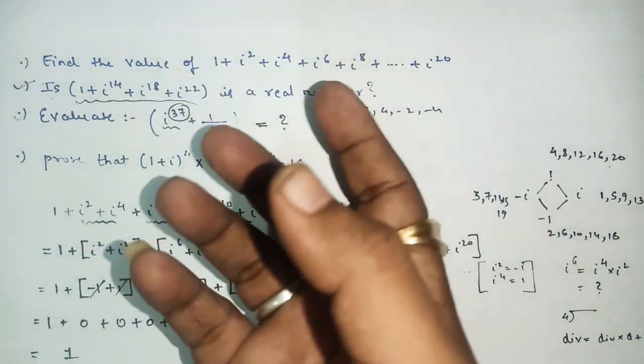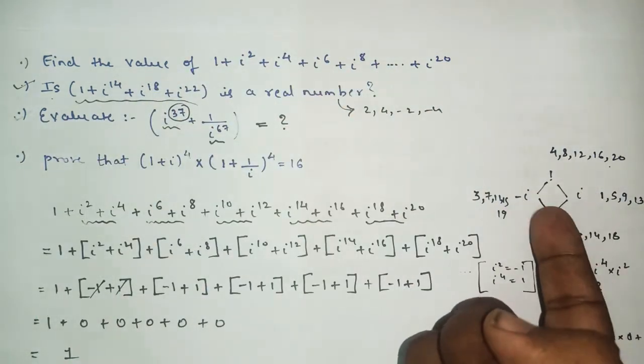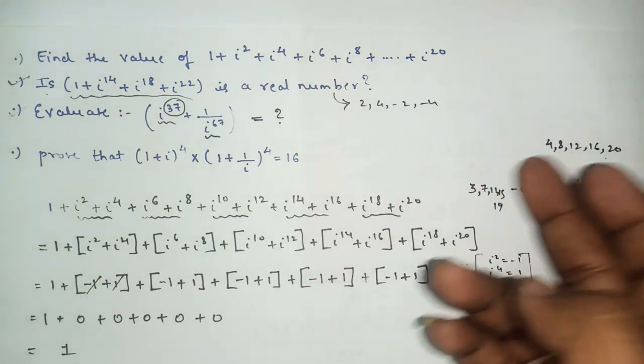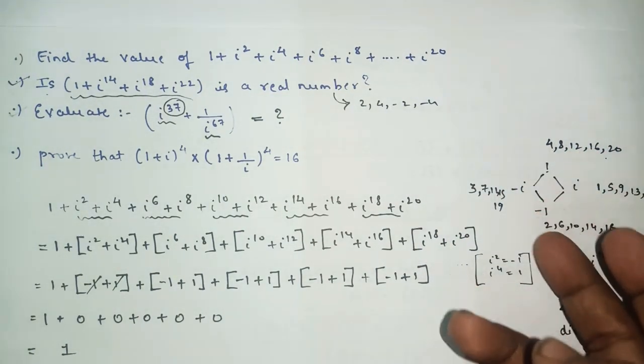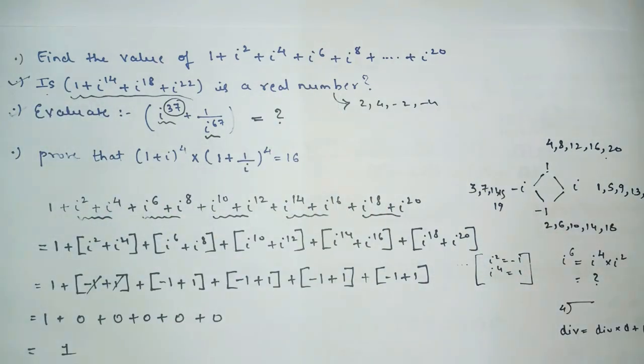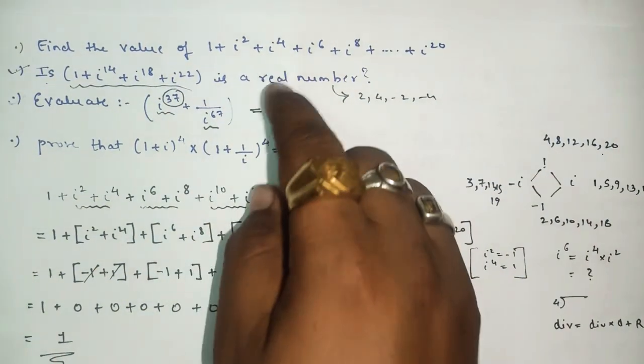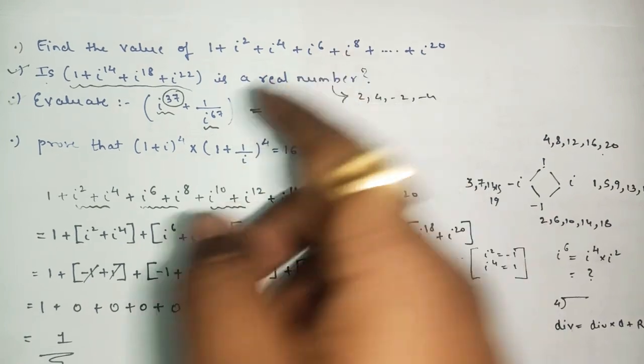As I told, whenever the values are less than 20, you stick with this shortcut method. See the power, see the position of this power, what is the answer, substitute the value, you will get the answer. As this sum also says that you have to show, or check whether it is a real number or not. So this sum and this sum you can try by yourself.